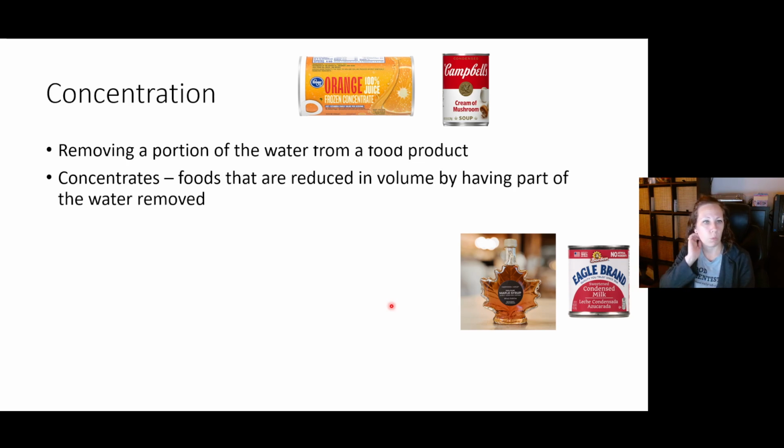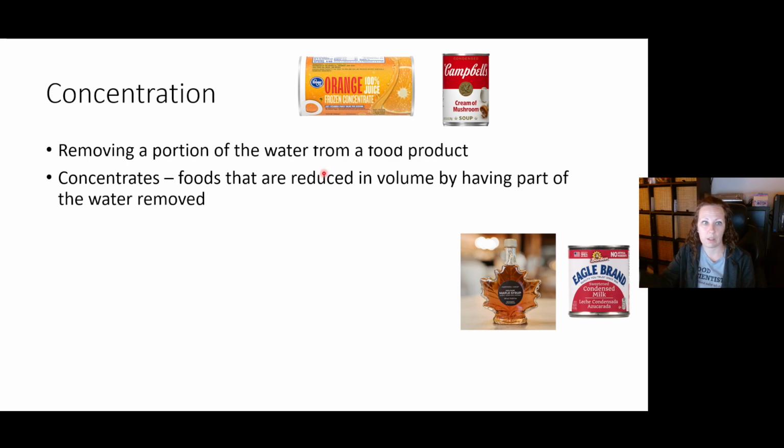And so concentrates are foods that are a product of concentration, right? And so they are reduced in volume by having part of the water removed. And so these are all examples of concentrates, and you'd notice that all of them are still liquid, okay?